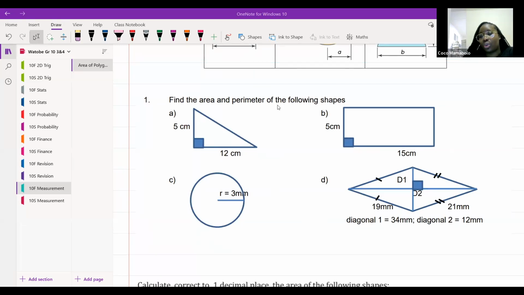Ma'am, is the answer in square or cubed? Well, we are calculating for the area, right? So the area always comes in cubed, and the perimeter only comes in the unit of measurement. Whatever unit of measurement we've been given, that's the unit it comes in.